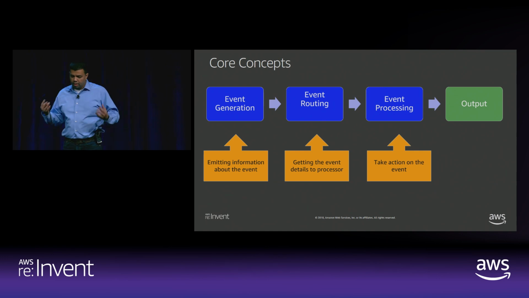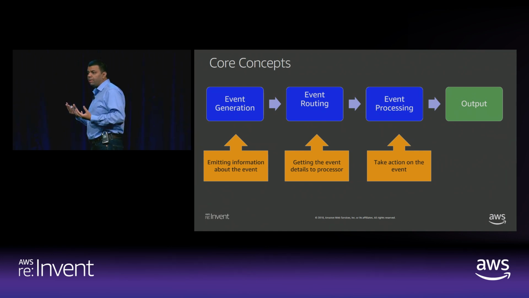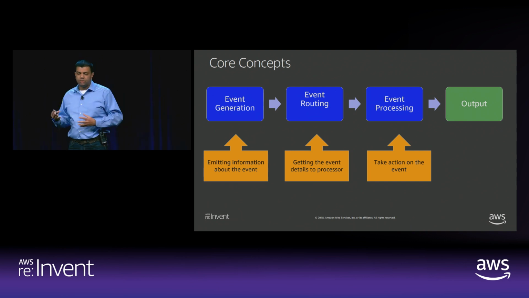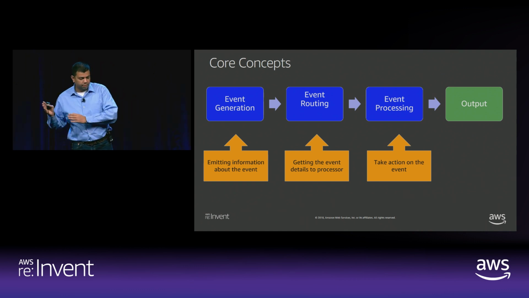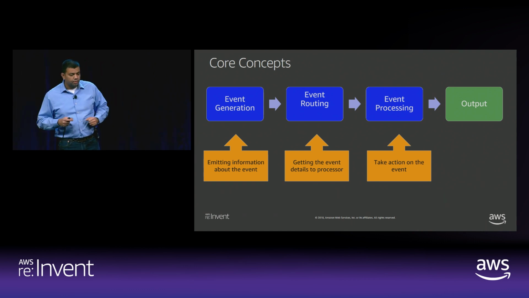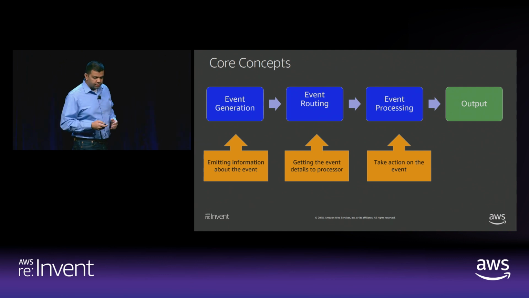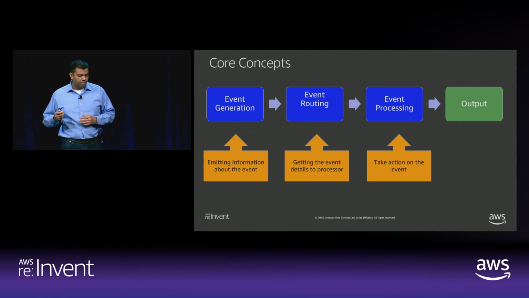There is the event generation portion, which talks about what information you are emitting about a specific event. There is the routing part of the architecture, which says, how do you get the event that has been generated from the event source to the event processor, which is, for example, Lambda? And then how do you take action on that event? So it's three straightforward parts.